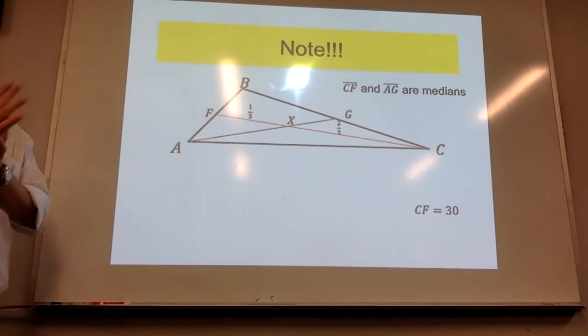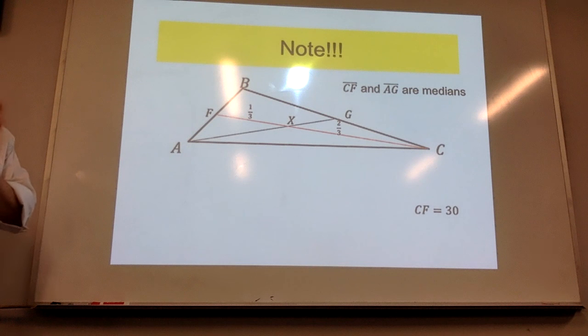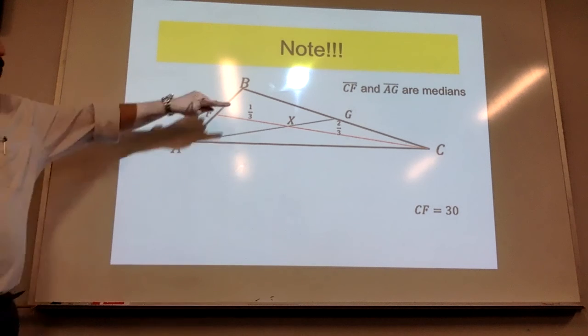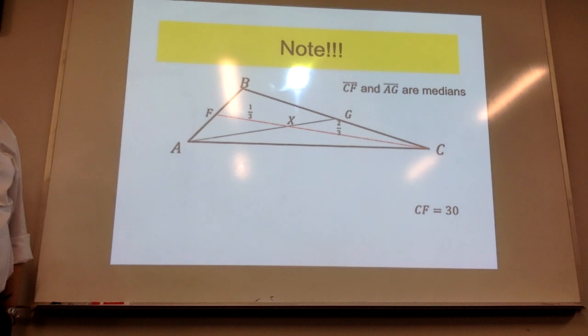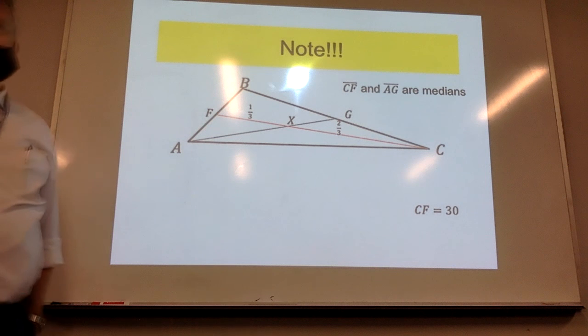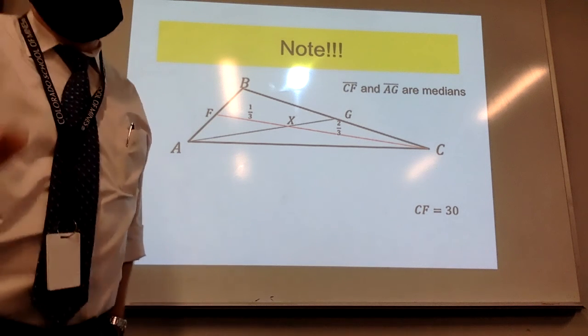McKinley, if CF is 30, how long is FX? It should be half of it. No, if CF is 30, how long is FX? Oh, that is 15. Half of it. It's a third of it. So it's 10. And how long is CX? 15, because 10 plus 15 is 30. No, not that. It's 20. So that's one way. Everybody good on that one? That's one way to ask it.